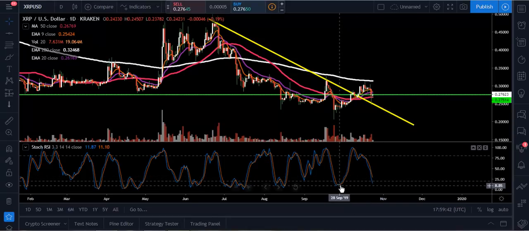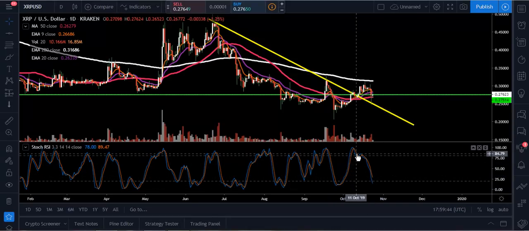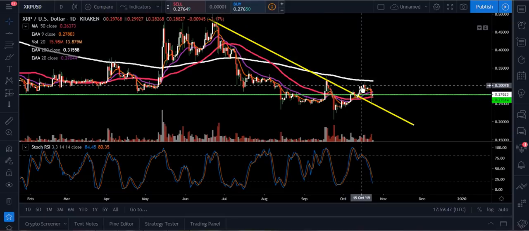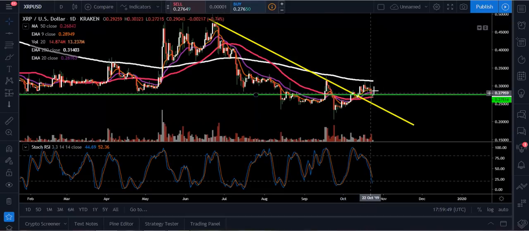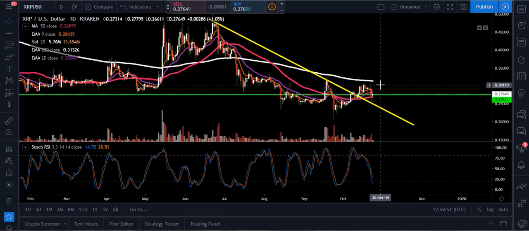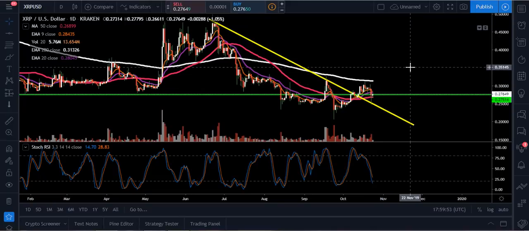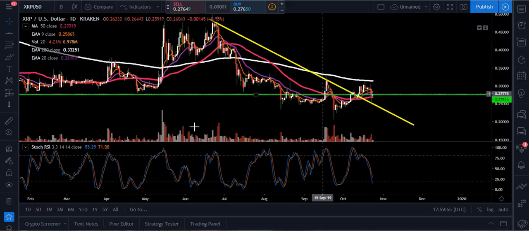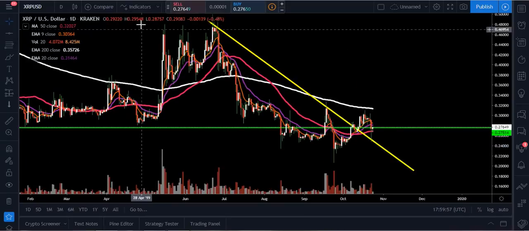Do you see over here where we had this nice cross, guys, and we basically ran that entire move up here? It was this entire move from 23 cents to 30 cents. And that's typically how the stochastic will work. So that's something I'm keeping an eye on as well.